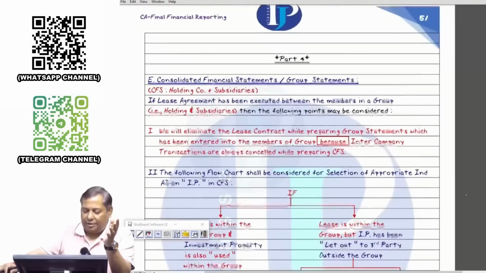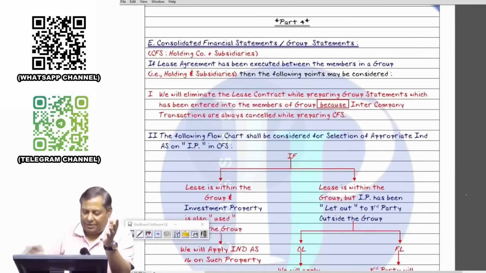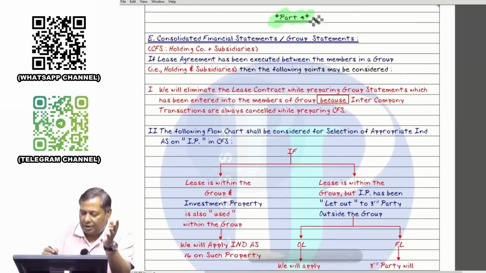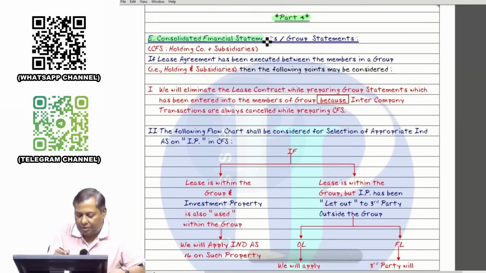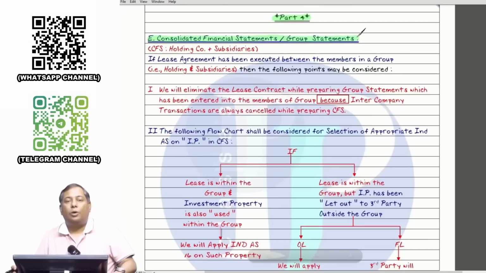So, lecture number 4 is here. I have revised 3 classes for you. And this is your lecture number 4. In lecture number 4, I had discussed with you the concept of consolidated financial statements, the concept of holding and subsidiary. What did we study here?